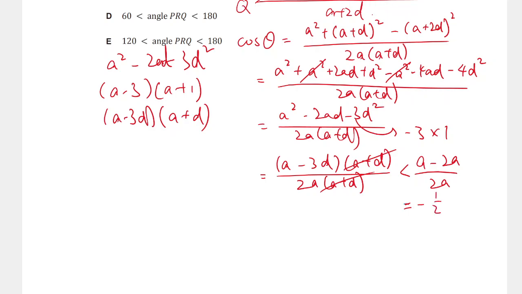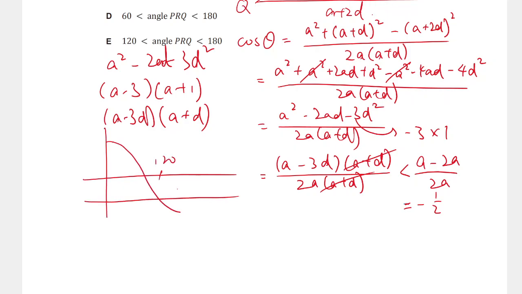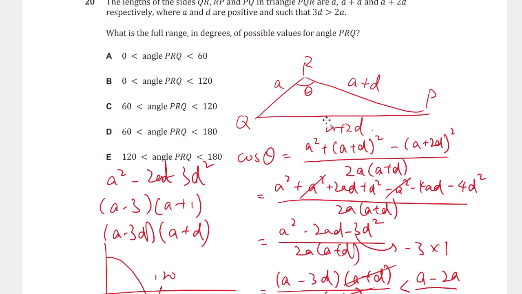So cos theta is less than minus half. That means that theta, you think of the cos graph, theta is bigger than 120, right? Because again, cos graph. So you have it like this, minus a half is somewhere here, this is 120. So you want this part here. Good. And of course, an angle in a triangle cannot be more than 180. So therefore, the angle must be between 120 and 180. So that gives you option E as your answer.